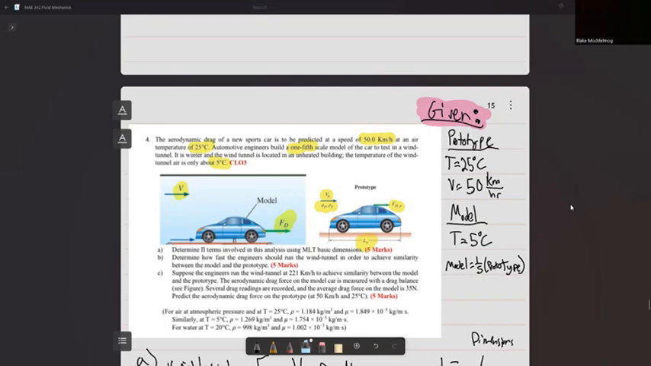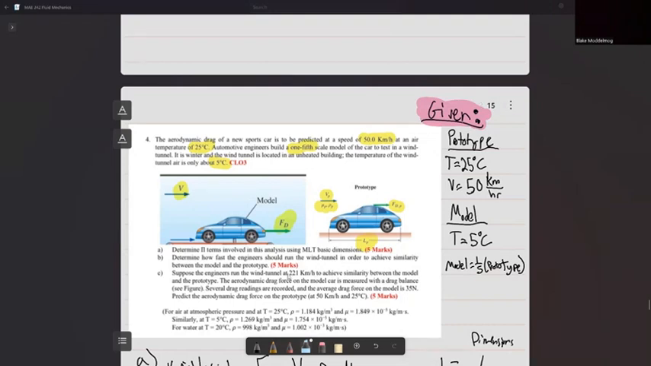So it says that the aerodynamic drag of a new sports car is to be predicted at a speed of 50 kilometers an hour at an air temperature of 25 degrees Celsius. Automotive engineers build a one-fifth scale model of the car to test in a wind tunnel. It is winter, and the wind tunnel is located in an unheated building. The temperature of the wind tunnel is about 5 degrees Celsius.